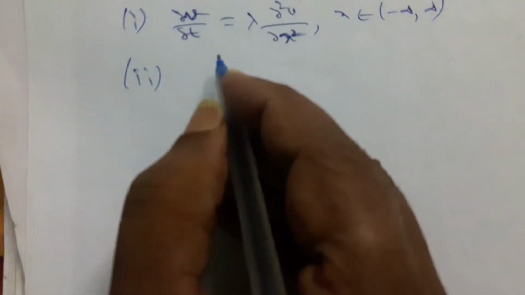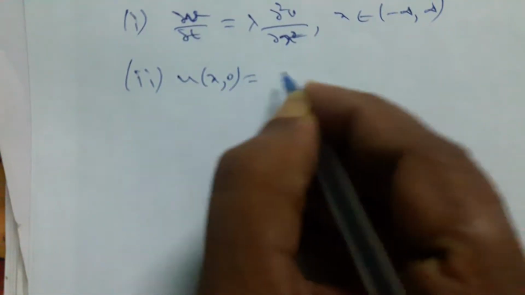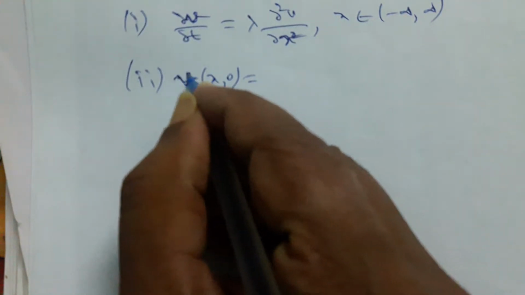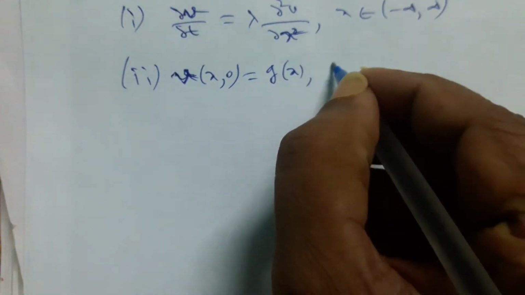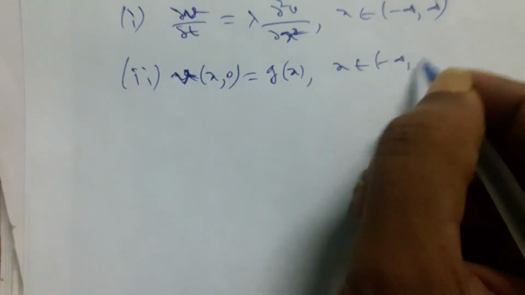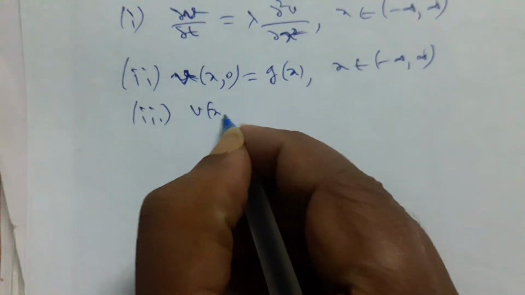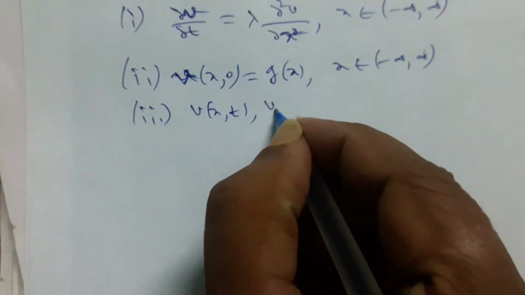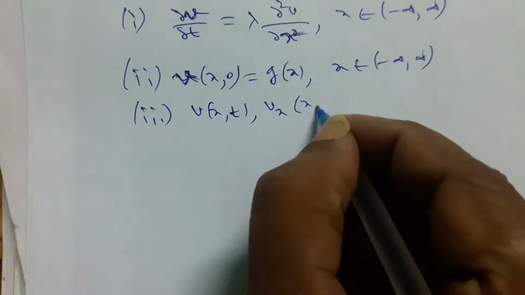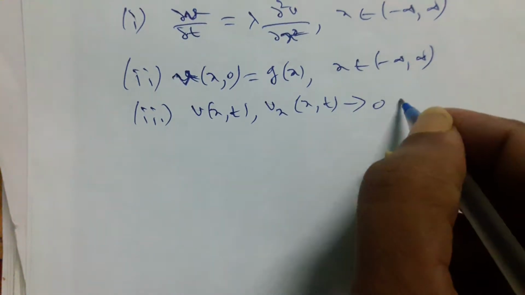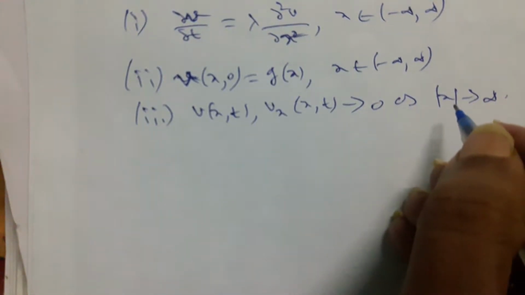Initial condition, that means we are using these conditions. U(x,0), that's V(x,0), is equal to G(x) for x belonging to minus infinity to infinity, and V(x,t), ∂V/∂x, that is V_x(x,t), tends to 0 as |x| tends to infinity.